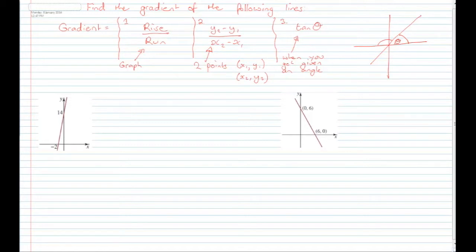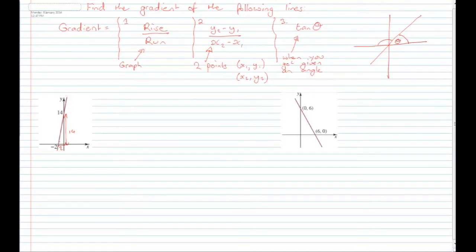The question up here says find the gradient of the following lines. If we have a look at this picture, we can see that we have a y value of 14 and an x value of negative 2. What we can actually see is that this has gone up 14 units, and this has gone across 2 units, left to right. So you go across 2 units and up 14 units. Of course the gradient's going up, therefore it's positive, so we know our answer must be positive. Always think about your answer before we go anywhere.